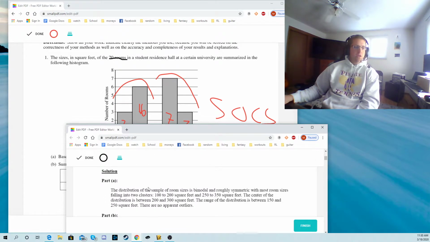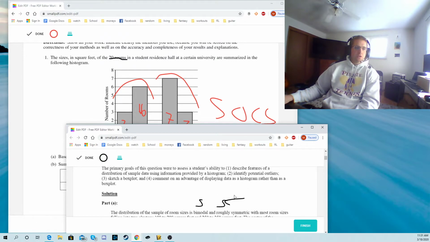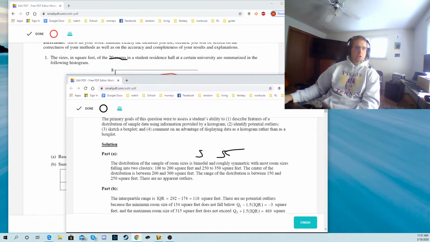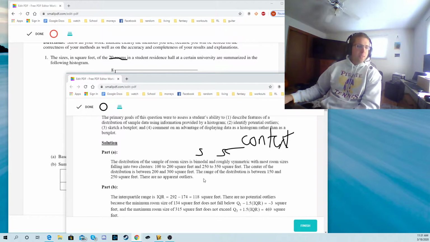For part A, the distribution of the sample of room sizes is bimodal, that's shape, and roughly symmetric, still shape, with most of the room sizes falling into 2 clusters. Really, if you said that, you're probably okay. You do need to include context, though. They did talk about room sizes, which is good.